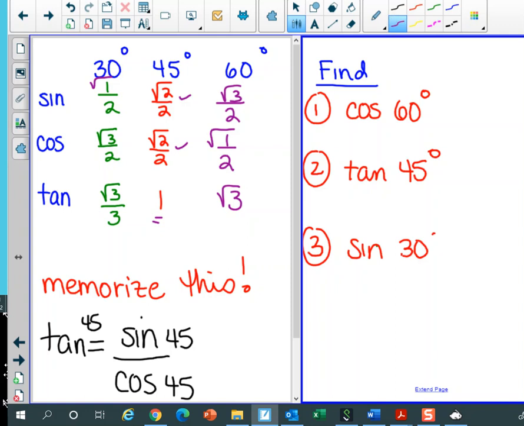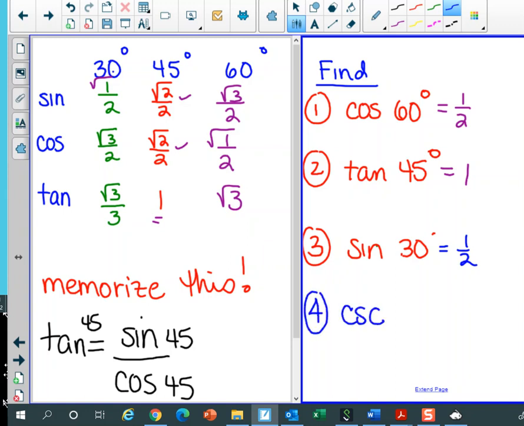Questions like these, when I throw these out and say, okay, tell me what these numbers are, these are not type in your calculator questions. These are use what you know, use what you're memorizing from your table. So a 60-degree angle's cosine is a half. And a 45-degree angle's tangent is 1. And a 30-degree angle's sine is also a half.